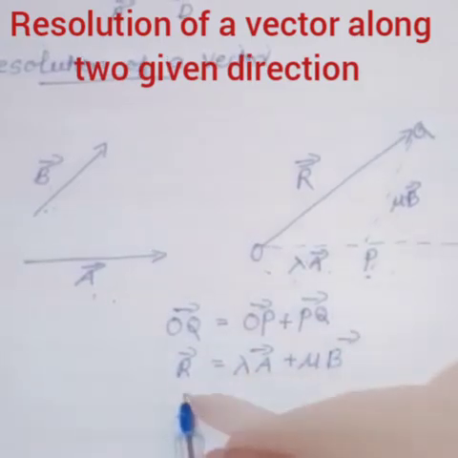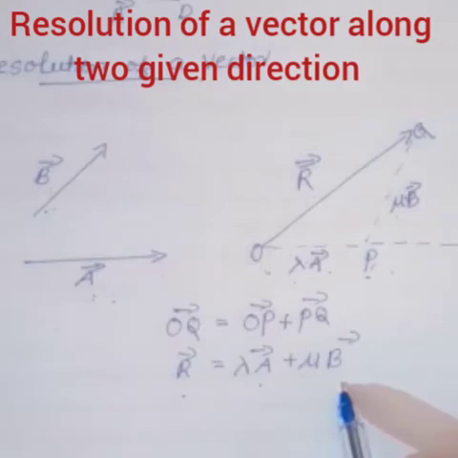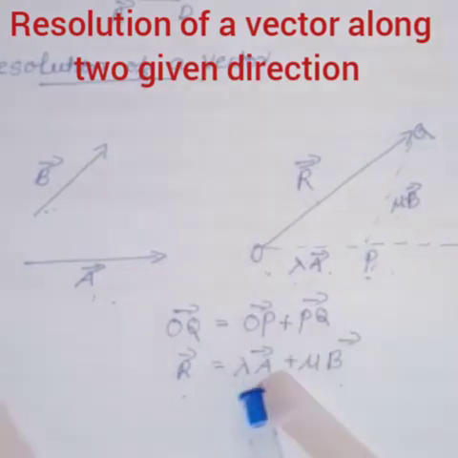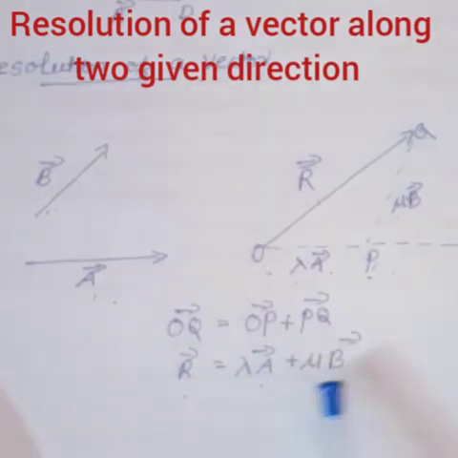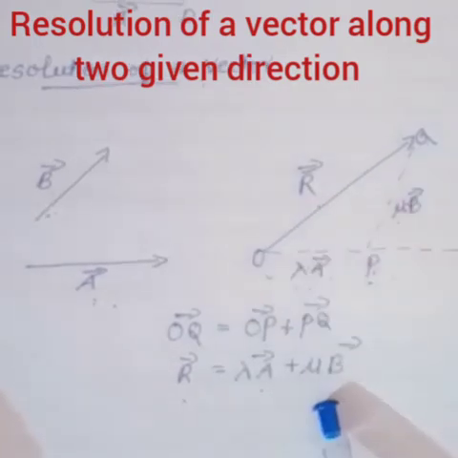So vector R is equal to the component of vector R in the direction of vector A plus the component of vector R in the direction of vector B. Lambda vector A and mu vector B are the components of vector R. Lambda and mu are scalars or real numbers. So this is the resolution of a vector. The process of splitting a vector into two or more vectors is called resolution of a vector.